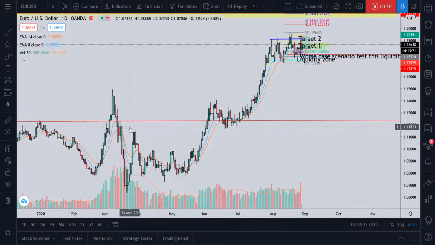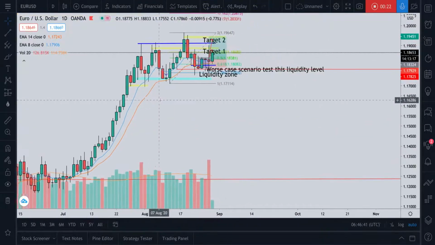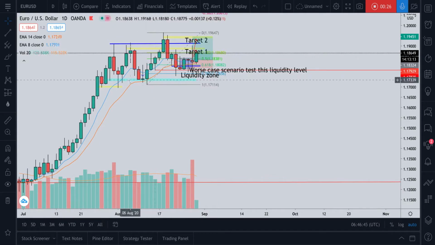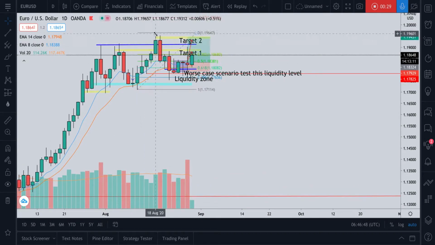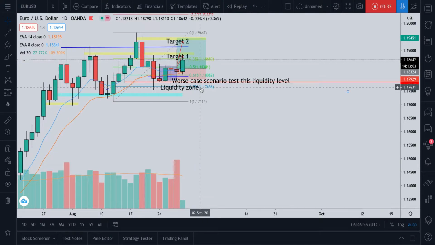Euro USD has been in this upward trend we've seen on the daily. Structure has still been maintained to the upside. High highs, high lows, high highs, high lows. We come in testing this previous high low, then we created another high high. Then when you pull up a fib from this low to this high, we're seeing price is respecting the 78.6 Fibonacci retracement.